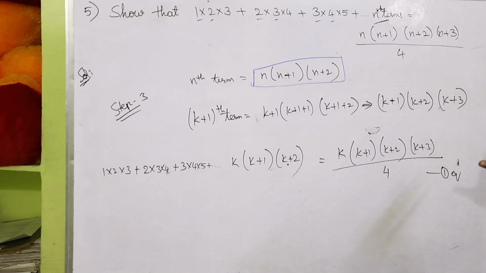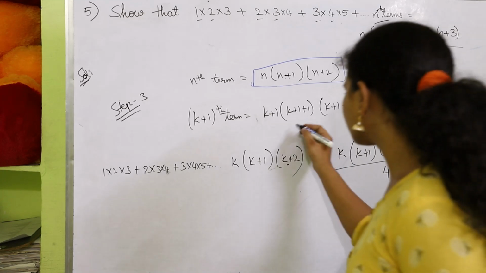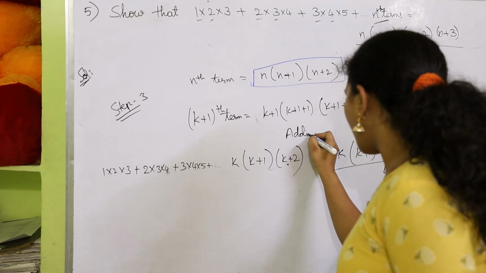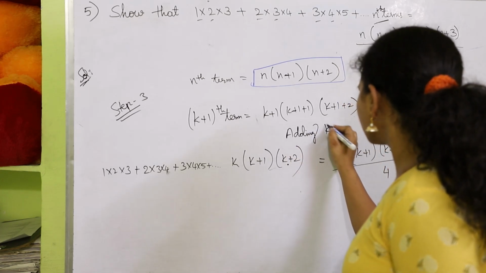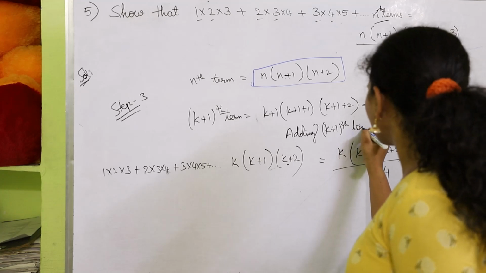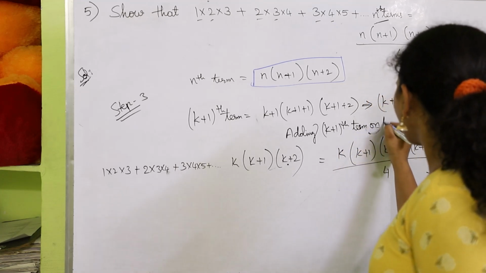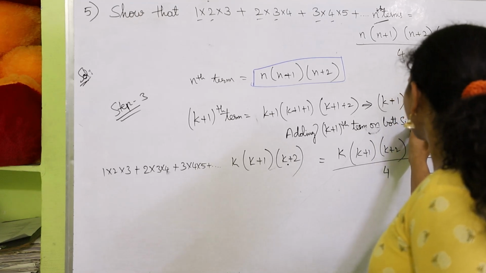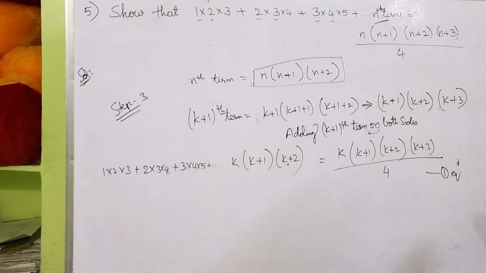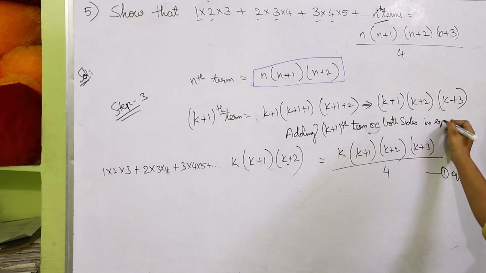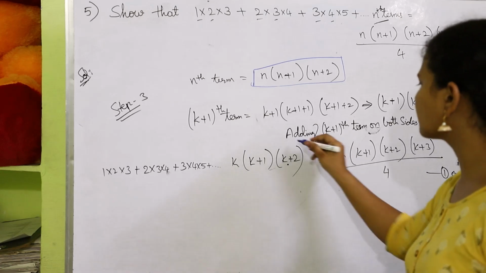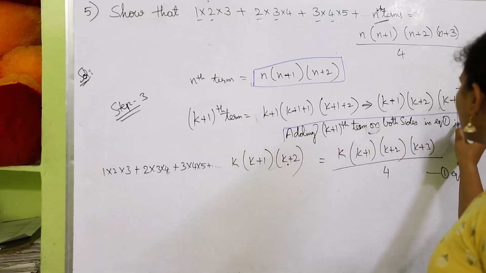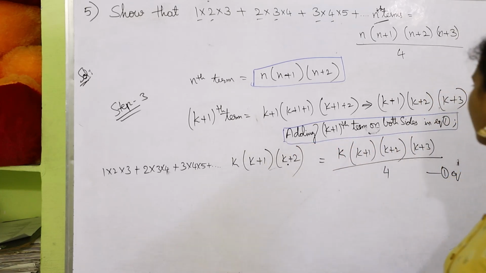Clear? Now what you do? Here comes the process, the very important point: adding the k plus 1th term on both sides, in equation number 1. So by adding this k plus 1th term on both sides in equation number 1, then.